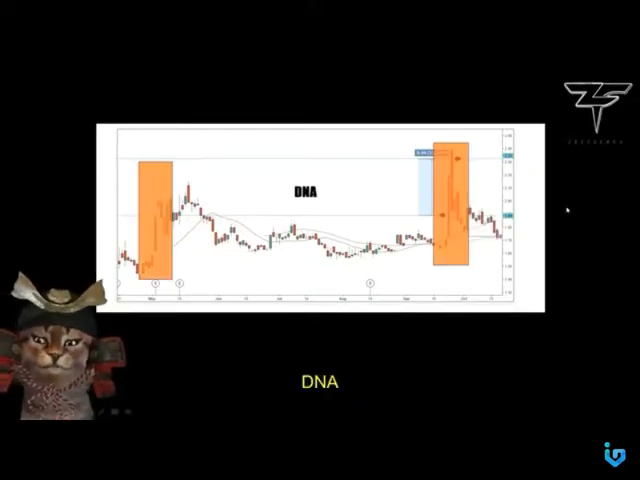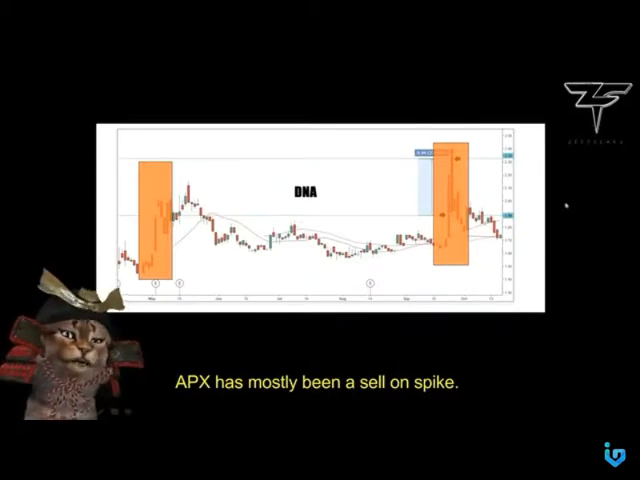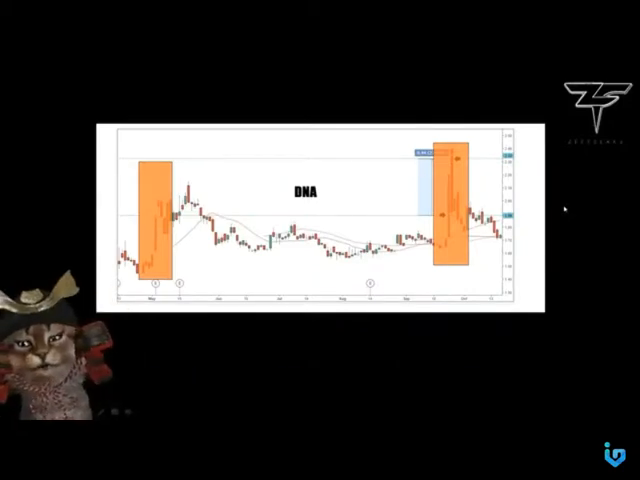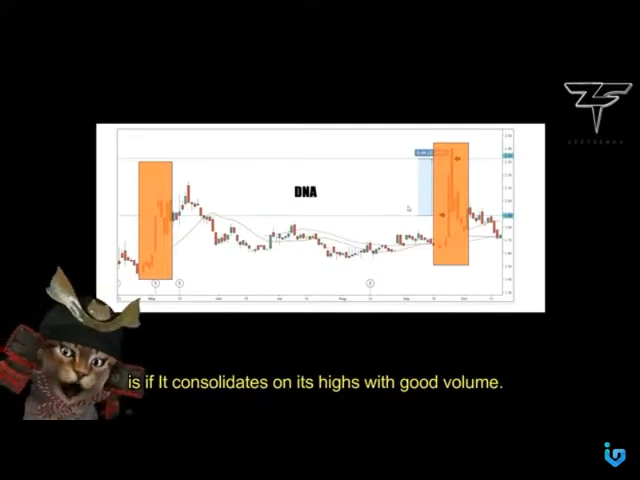DNA. Now through backtesting and experience, APX has mostly been a sell on spike. The only time I TF or trend follow this one is if it consolidates on its highs with good volume.